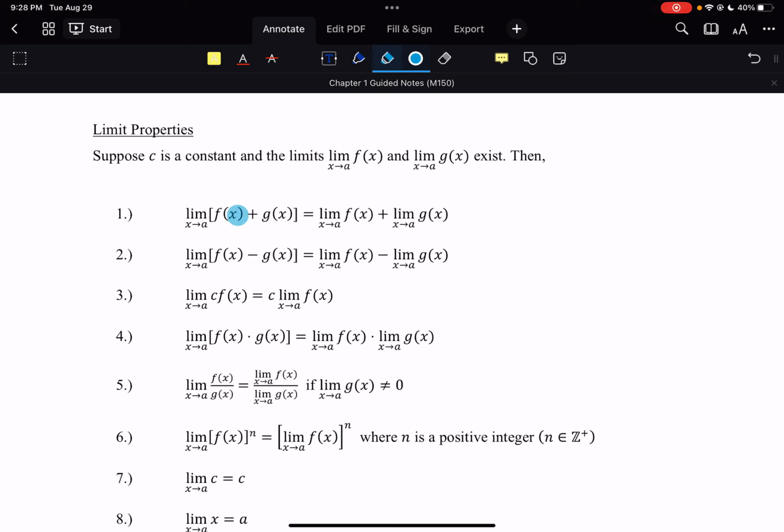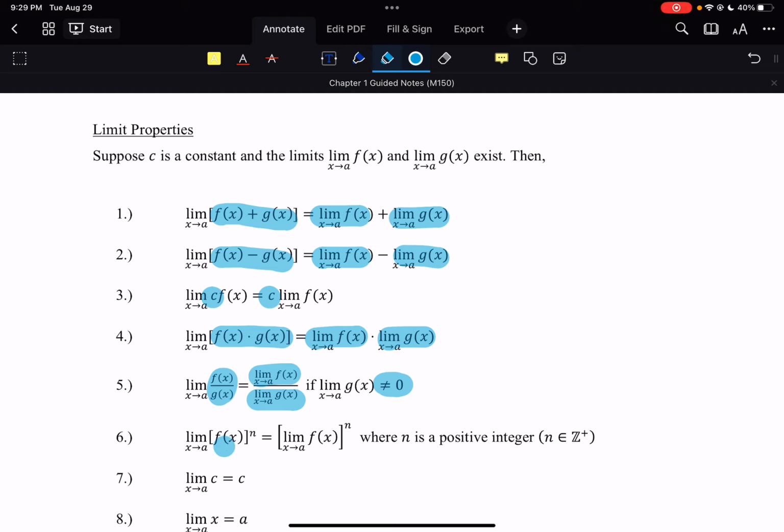The limit of f plus g equals the limit of f plus the limit of g. So you can split up limits across addition. Similarly, the limit of f minus g is the limit of f minus the limit of g. The limit of a constant times a function is the same as the constant times the limit. In other words, you can pull constants out of limits. The limit of f times g is the limit of f times the limit of g. The limit of f over g is the limit of f over the limit of g, assuming that the denominator is not zero, because otherwise that's a problem. So these properties are telling us you can perform all those regular arithmetic properties on limits.